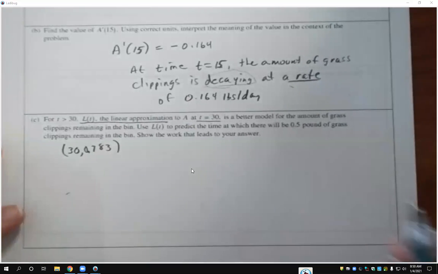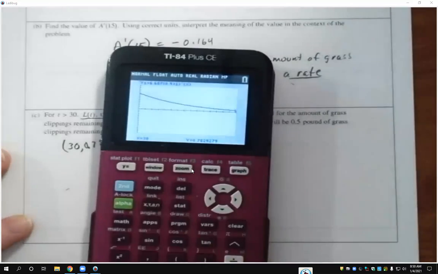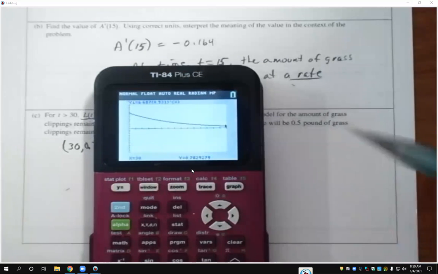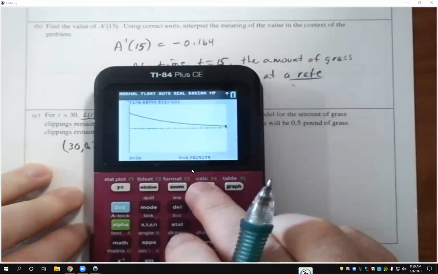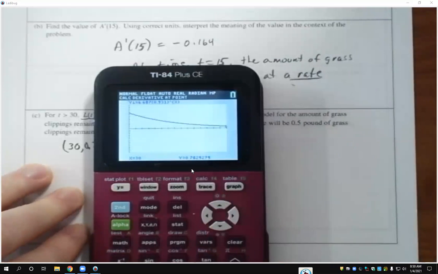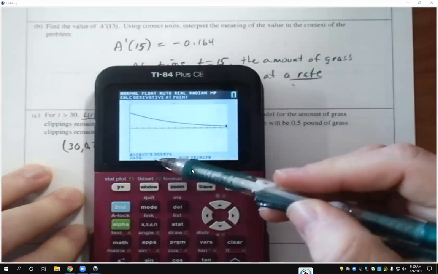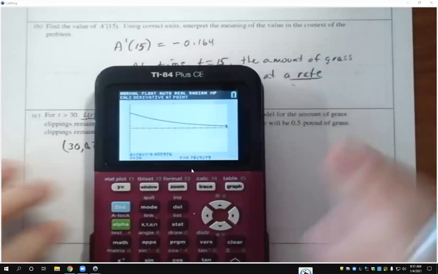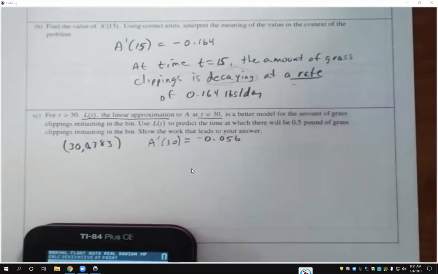Okay, we need a slope. A prime of 30. I can go back to my graph and find the derivative at 30. That's under calculate, so it's second trace or calc, and it's option 6, finding the derivative. When you get back to the graph, you type in where you want the slope. We want it at 30, and we end up with a derivative. It's the top number here, negative 0.056. So I'm just going to write negative 0.056, rounded to 3 decimals.